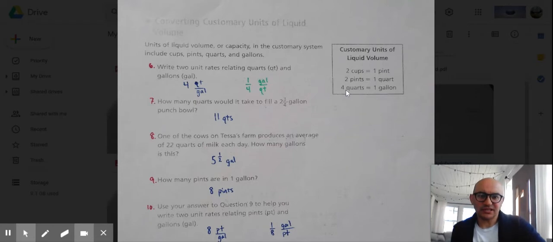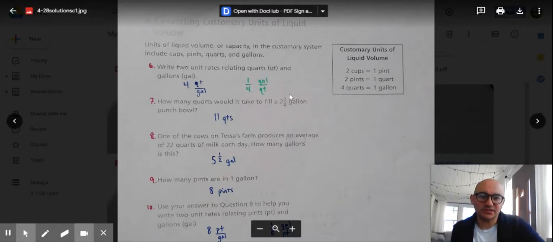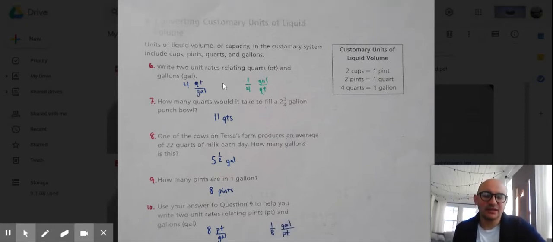And so I just take this bottom line here where it says 4 quarts equals 1 gallon, and I rewrite this as two different unit rates. These two unit rates are equivalent. I'm just writing them. The first one here in blue is 4 quarts per gallon. That's how I would read that, 4 quarts per gallon.